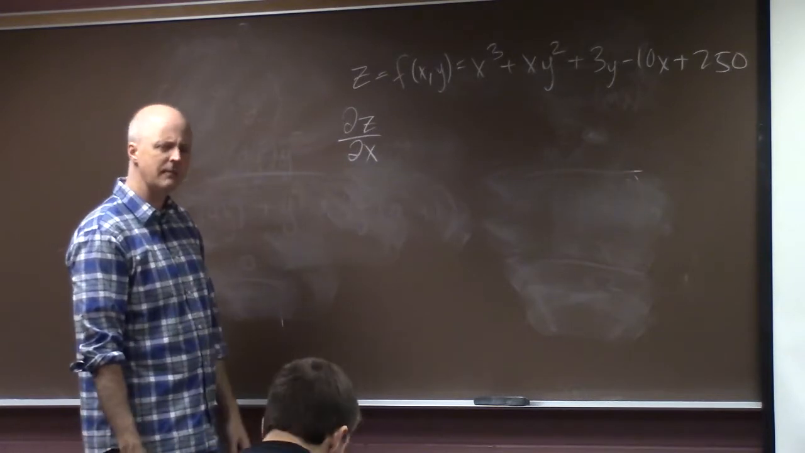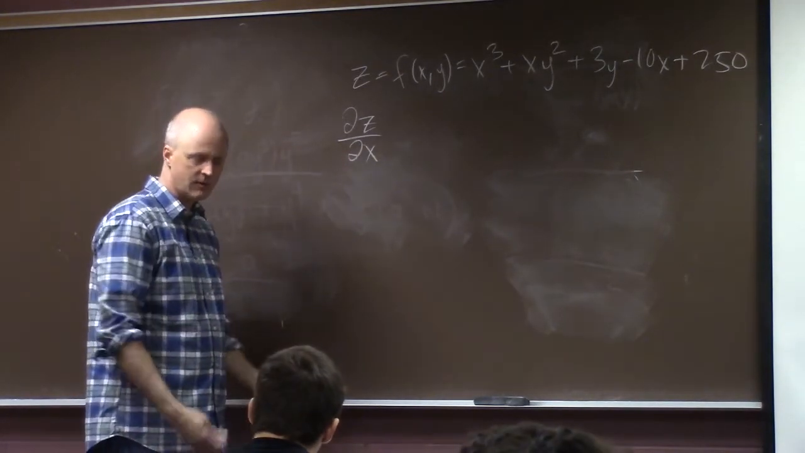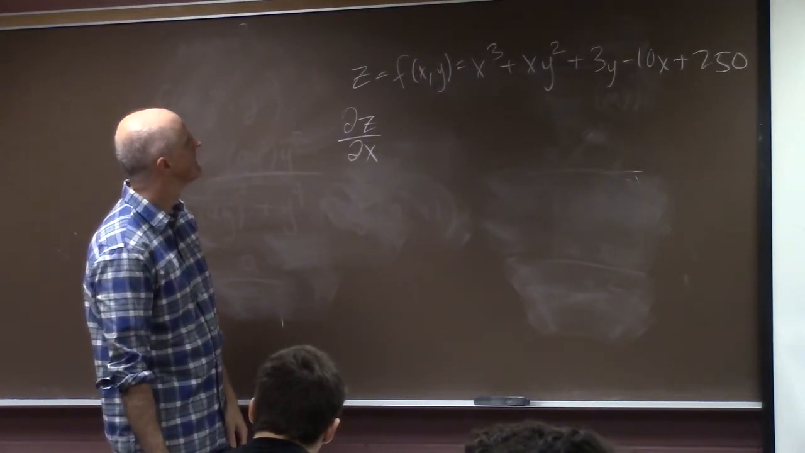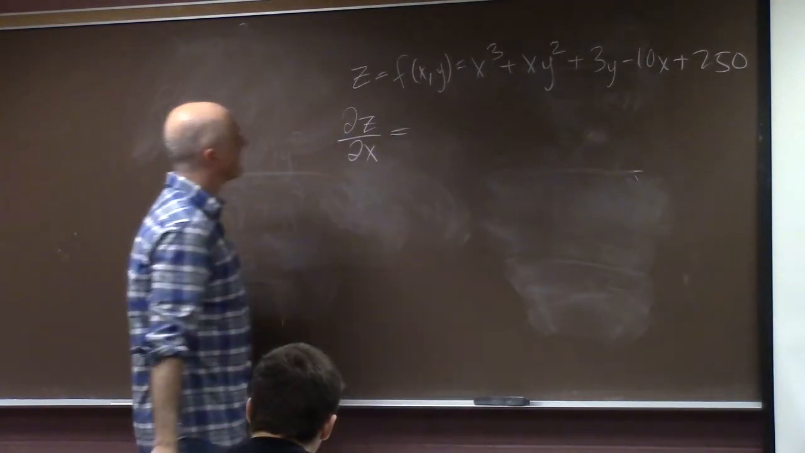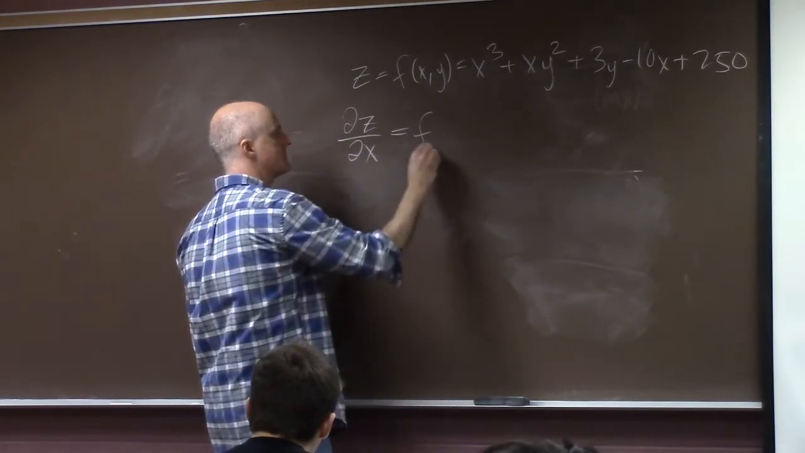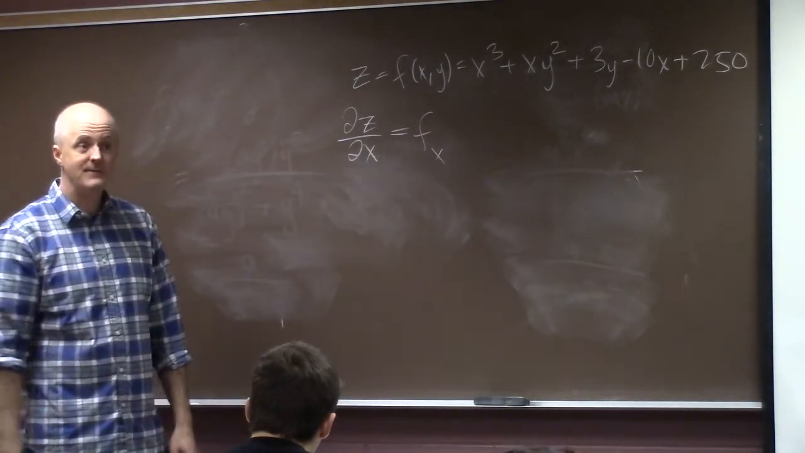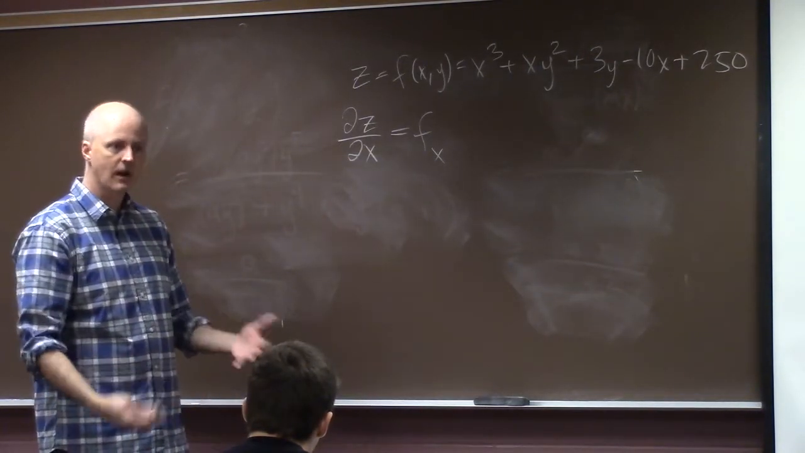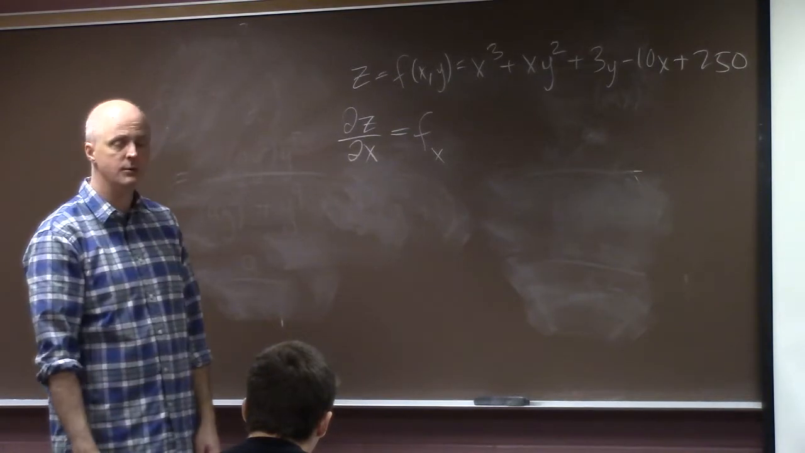Which kind of implies there might be some sort of total derivative as well, and in fact there actually is, but we're not going to talk about that right now. Another notation that you saw in the book that I didn't show you the other day is to use a subscript. F sub x means the partial derivative with respect to x. That's another notation that you can use.